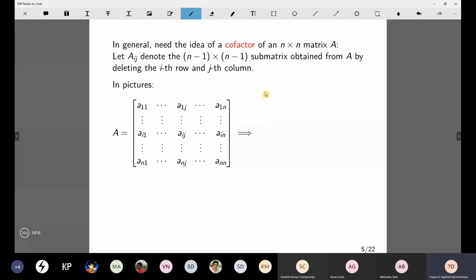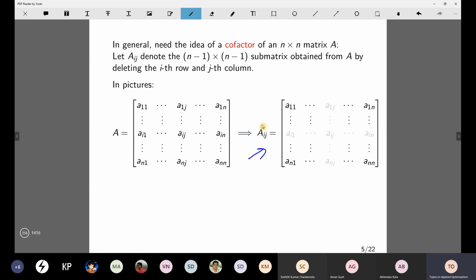And there is something called a cofactor of an n by n matrix. The cofactor of an n by n matrix is a submatrix which is n minus 1 by n minus 1, obtained from A by deleting the ith row and jth column. So let us say I want to find the ijth cofactor. Then you delete the ith row and jth column, and the remaining n minus 1 by n minus 1 matrix is the cofactor matrix.